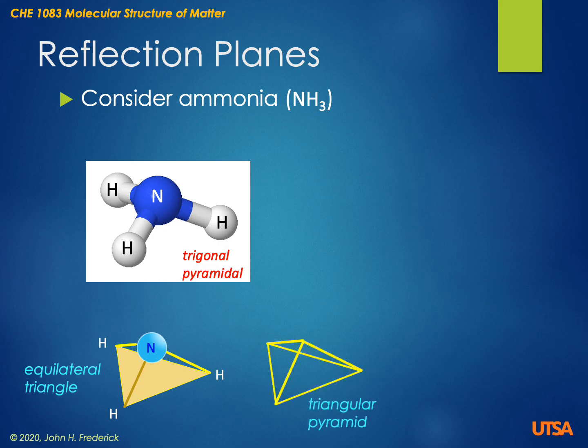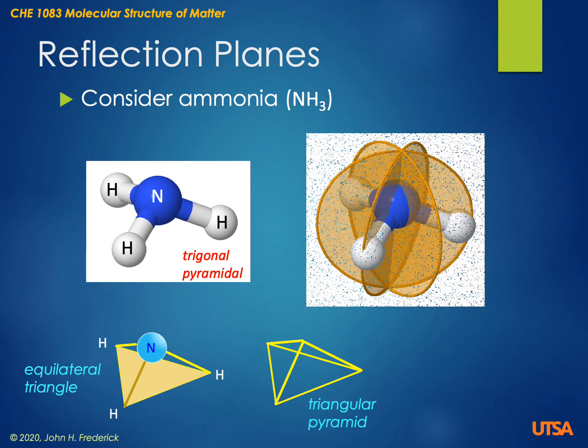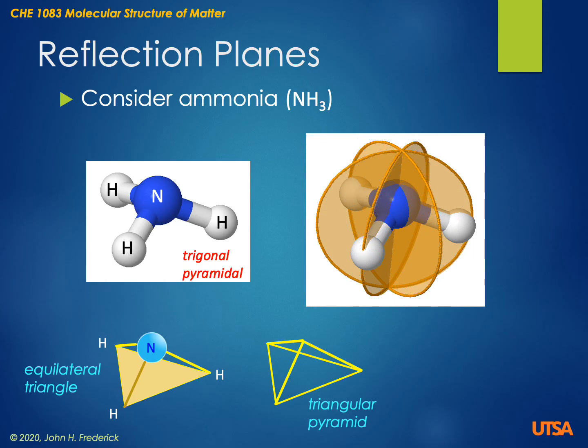This is the more abstract triangular pyramid. So what kinds of symmetry elements does it have? Well, it's got three planes that cut this triangular pyramid in half that are all running perpendicular to the hydrogen-hydrogen-hydrogen equilateral triangle, and they're shown above in the ammonia molecule. These are the three reflection planes that we would find for ammonia.